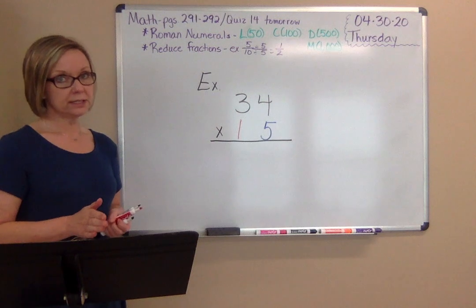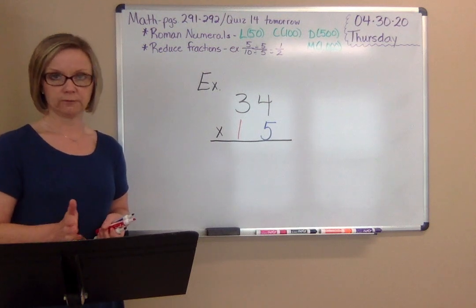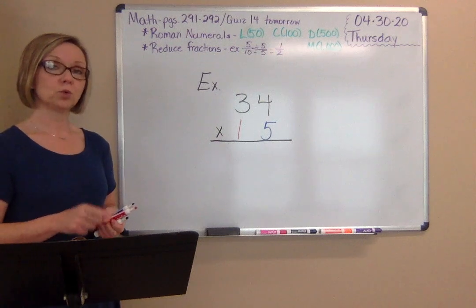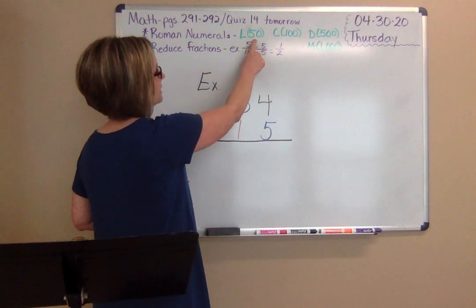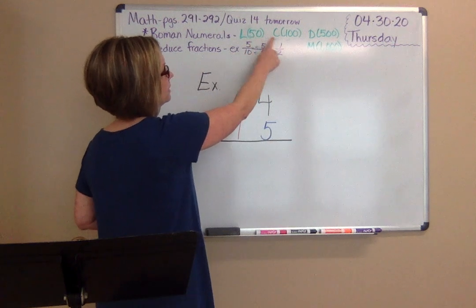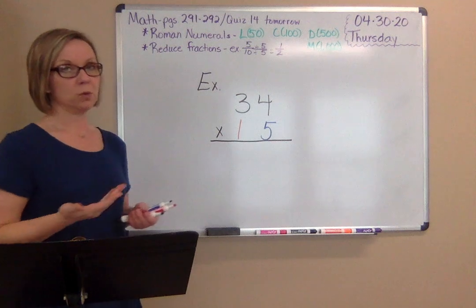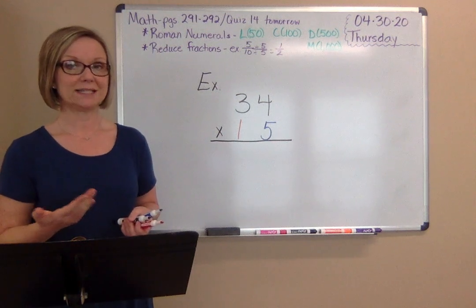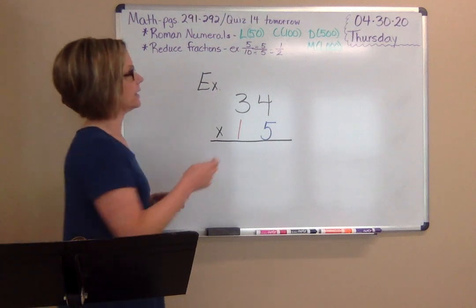For quiz 14 tomorrow, you'll have a multiplication section, just like we normally do, like a 12 table. Just be also sure you are familiar with Roman numerals. L has the value of 50. C has the value of 100. Like maybe if you want to remember, there are 100 cents in a dollar. However you want to remember that.